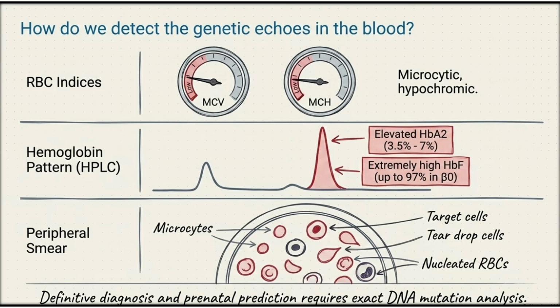So we can see that for the diagnosis of thalassemia, the RBC indices will show microcytic hypochromic cells, with MCV and MCH very low. HPLC will show elevated HbF, fetal hemoglobin elevated up to 97%. The peripheral smear shows microcytic hypochromic cells, target cells, and nucleated RBCs. A definitive diagnosis and prenatal prediction requires exact DNA mutation analysis.